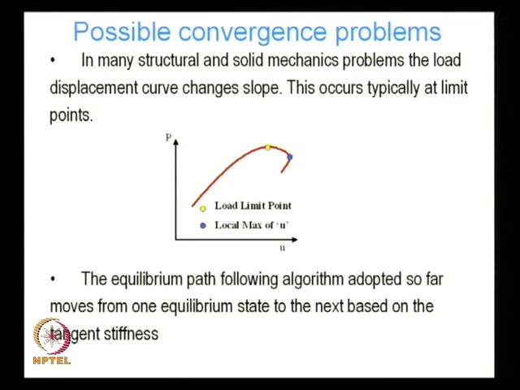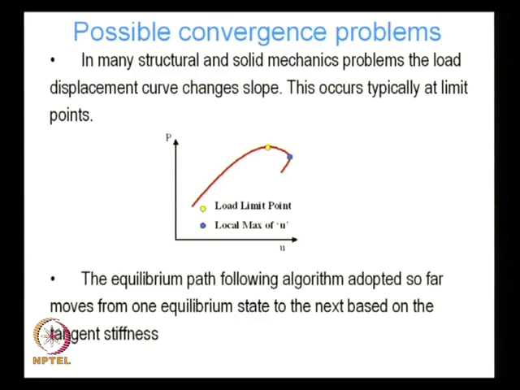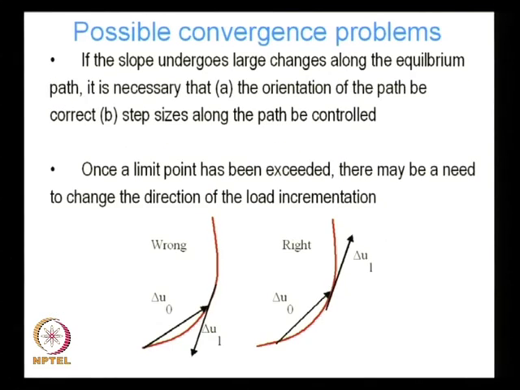This is because the equilibrium path following algorithm adopted so far, namely the Newton-Raphson method, moves from one equilibrium state to the next based on the tangent stiffness evaluated at the previously converged equilibrium state. We evaluate the tangent stiffness, then march along that direction in n-dimensional space. If the slope undergoes large changes along the equilibrium path, it is necessary that A, the orientation of the path be correct, and B, step sizes along the path be controlled.